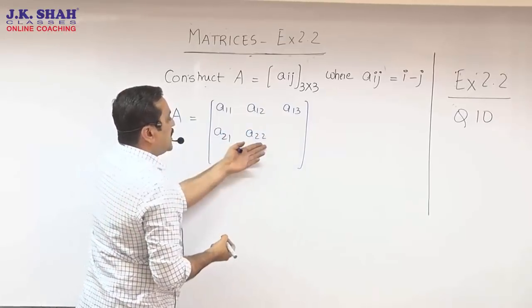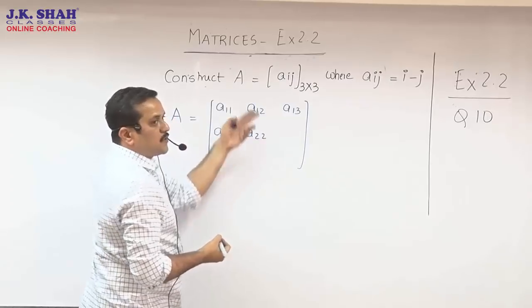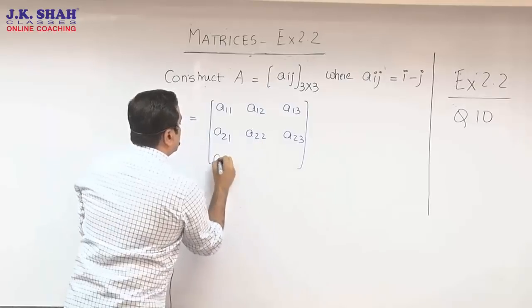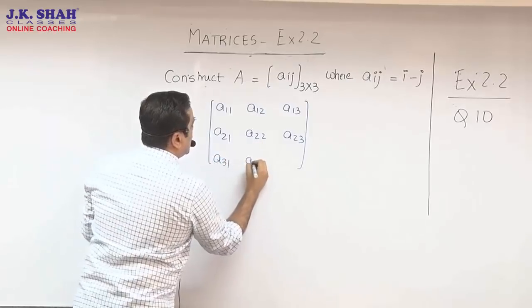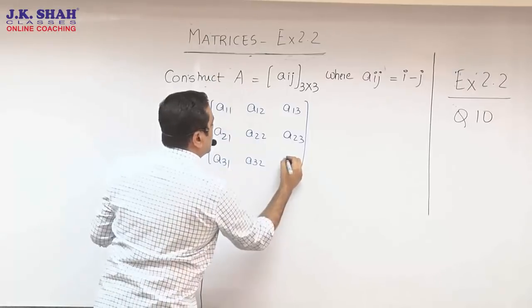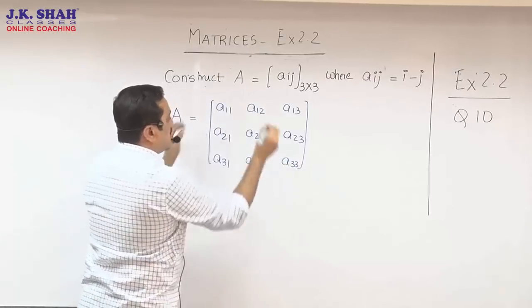Even we do understand why 22 over here, because it belongs to second row and the second column. Then A23. Again, it's A31, A32. Why A32? Third row, second column. And A33. So we have built the exercise.